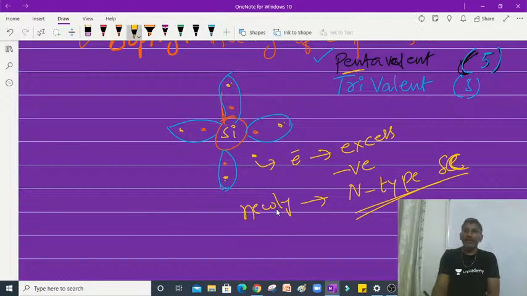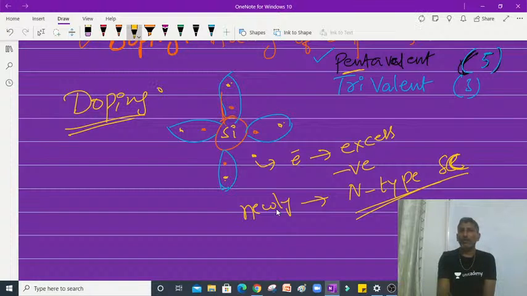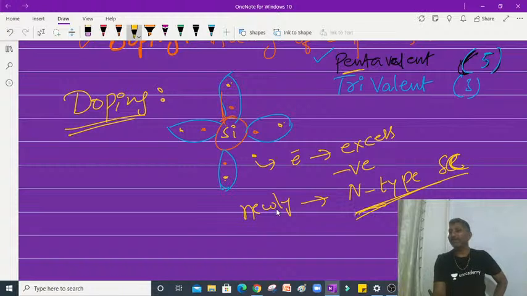Means in this kind of adding, we should call this the doping process. Now here what is going to be forming N-type semiconductor? What is N-type semiconductor? A semiconductor which is having excess number of electrons in it by adding pentavalent impurities to the intrinsic semiconductor, that is silicon. We are going to get for this N-type semiconductor. Hope you understood for these students.